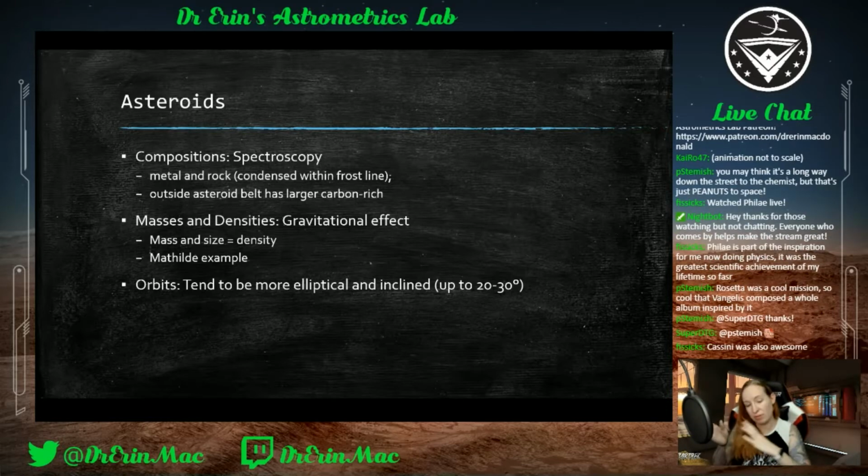So you have that reflection from the sunlight and then the emission, that heat that it's giving off is taking up that whole spectrum. If you remember when we did the spectroscopy stuff. So when you look at the spectrum on that asteroid, we can see that it's mostly metal and rock. It's condensed within the frost line. And then further out from the asteroid belt has more carbon-rich elements in that. And that just, again, has to do with that frost line distribution.